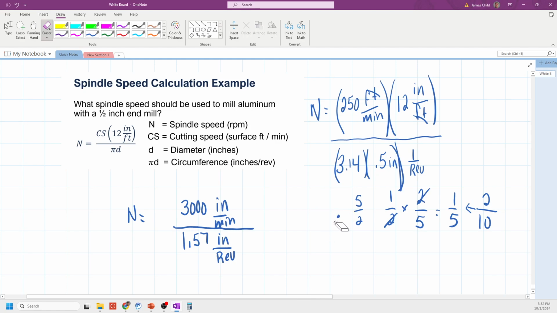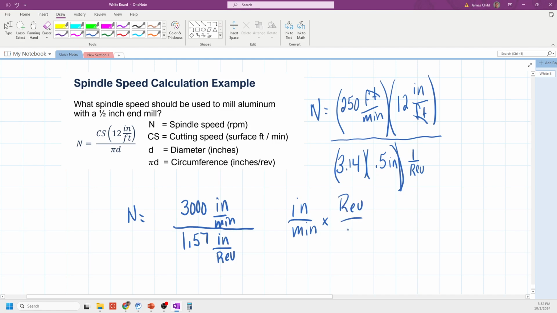Let me erase this, get this out of the way. I'm just showing you why I was doing what I'm going to do. I'm going to take my units and flip and multiply my units. So inches over minutes times revolutions over inches. Those two cancel, and I get revolutions per minute, which is what I wanted, RPM.